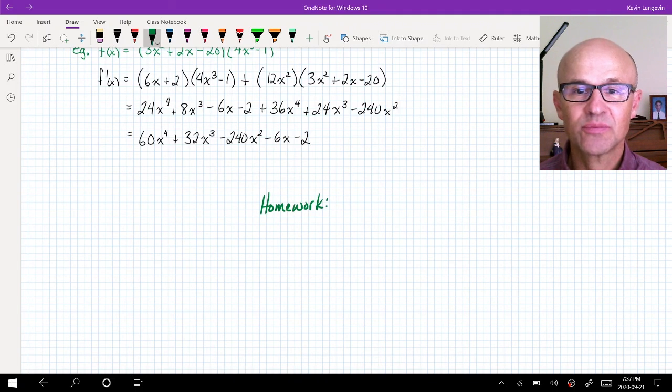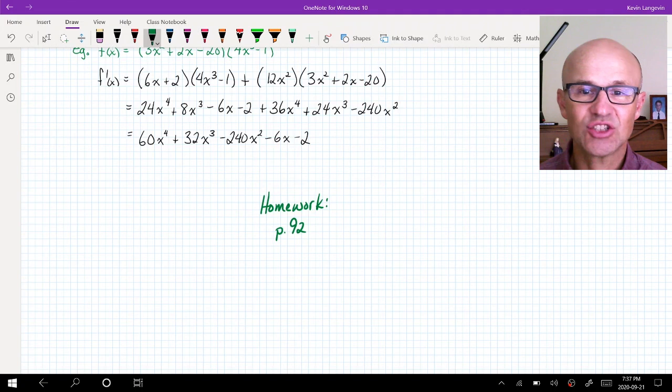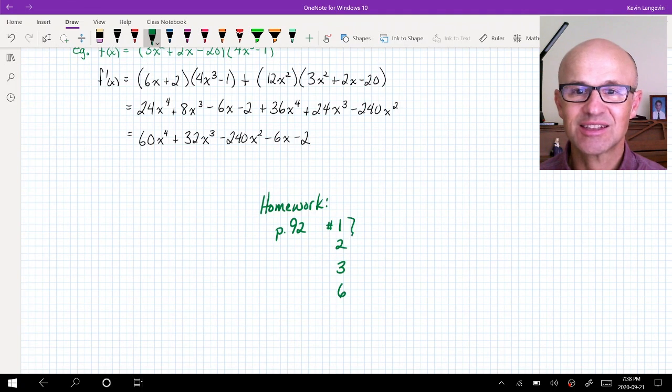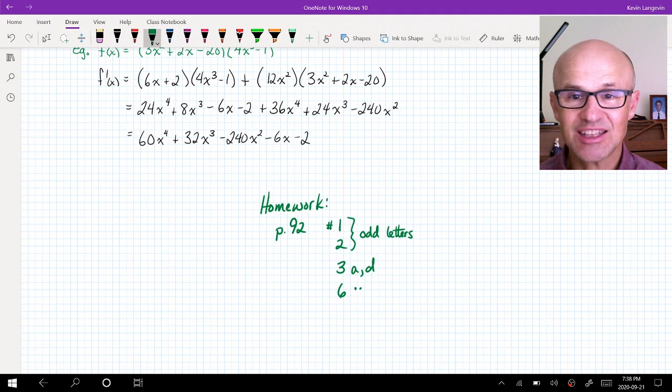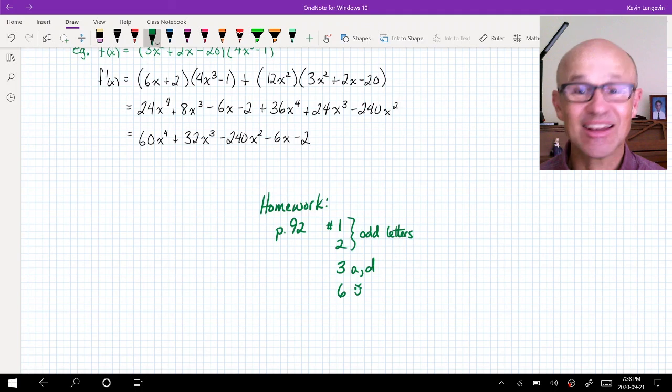Homework for this section, we're going to be on page 92. And please do question numbers 1, 2, 3, and 6. Number 1 and 2, just the odd letters. Number 3, just A and D. And number 6, well, have fun.